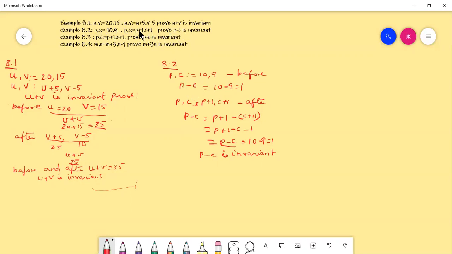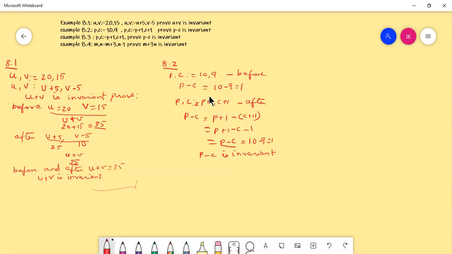Don't confuse with this expression and with this. Our expression is what? P minus C. Okay. You have to prove that P minus C is same in both the cases. In 10 comma 9 as well as after increasing it by 1, it should be same. So P minus C is equal to, in the starting stage, 10 minus 9, 10 minus 9 is equal to 1. Okay.